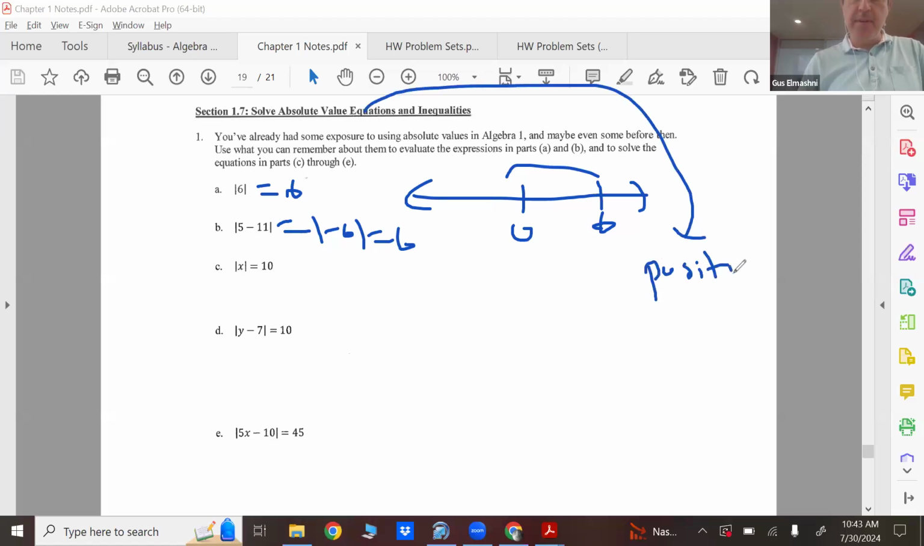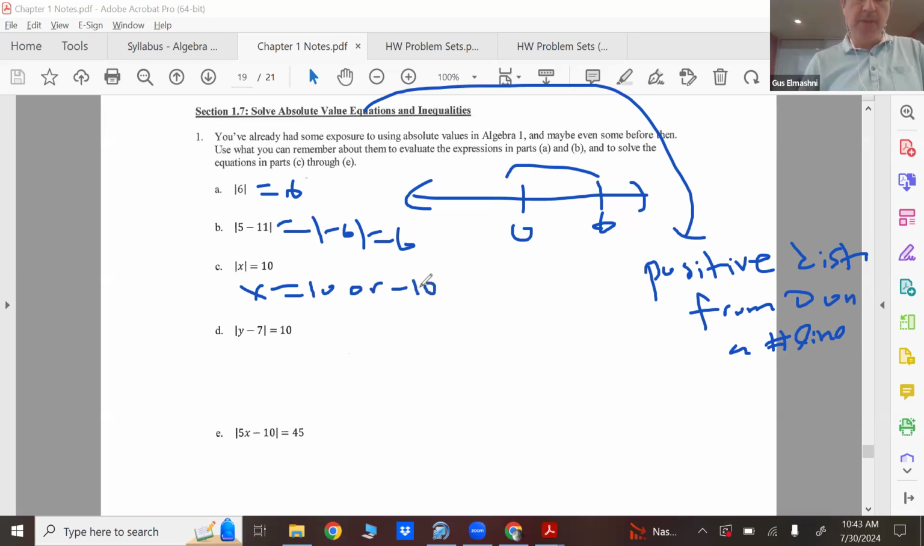Positive distance from 0 on a number line. So for C, that'd be x equals 10 or -10, because both those answers would be 10 away from 0 on a number line.